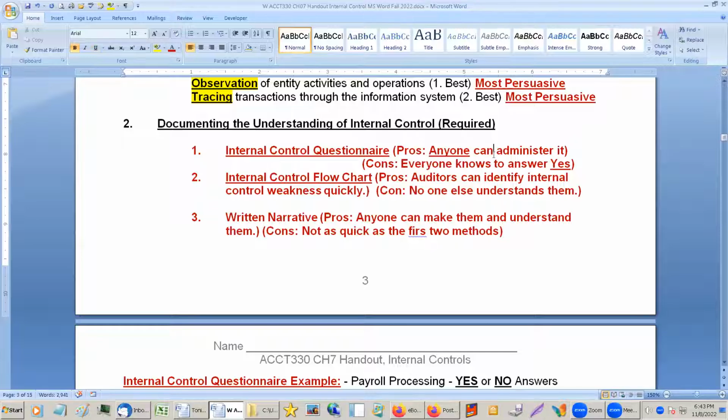Internal control weaknesses, you look wherever they say no. Internal control flow chart, once you get used to using them, you can pretty quickly find out where the problems are. Written narrative, you've got to kind of dig it out.